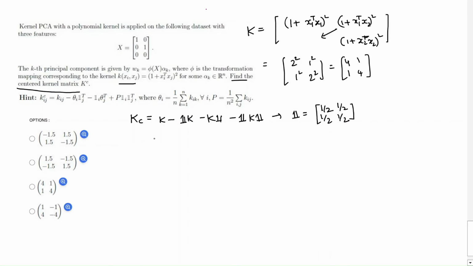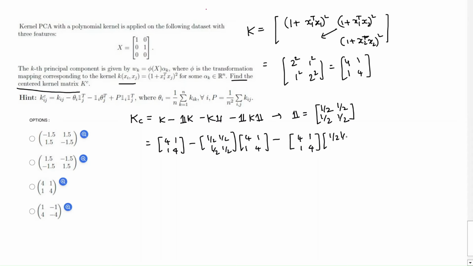Now if you do this computation, you have to do 4 1 1 4 minus half half half half times again 4 1 1 4, minus 4 1 1 4 times half half half half, minus half half half half times 4 1 1 4 again multiplied with half half half half. Let me write it here.